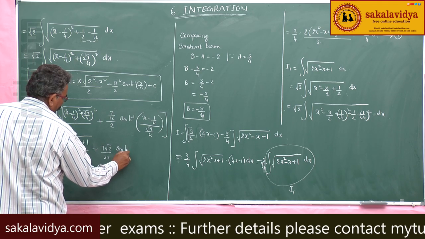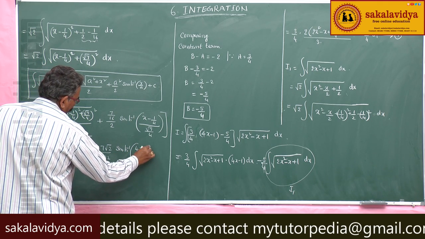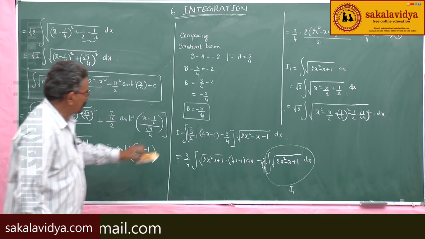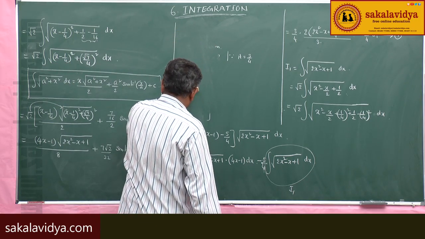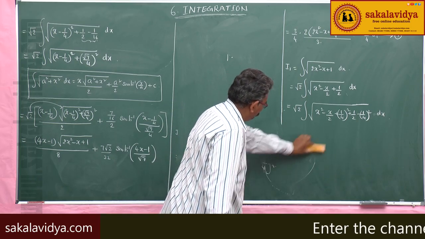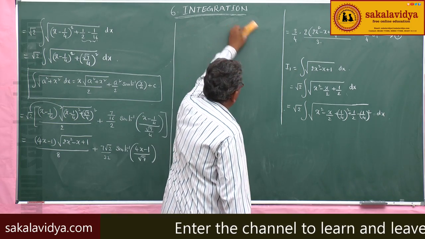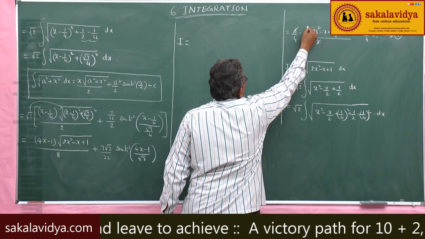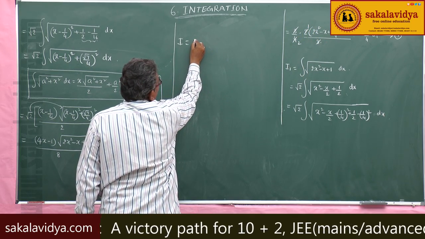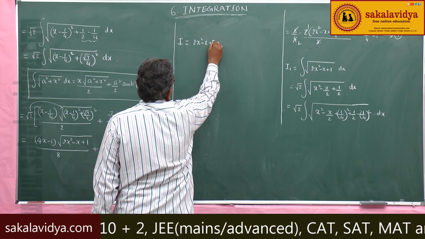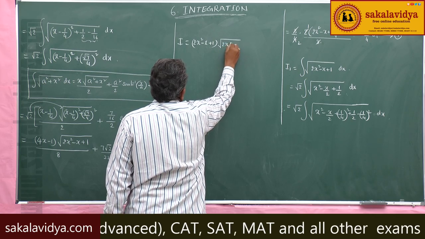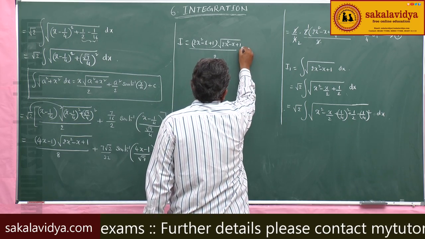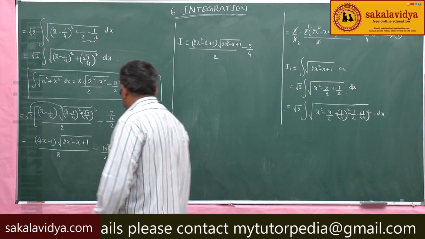sin h inverse 4x minus 1 by root 7. This will be the I1, not I. Now we have to write I value, the required integral. Now, I equals to 3, 3 cancel, 2, 1 ja, 2, 2 ja. So, 1 by 2 times 2x square minus x plus 1, root of 2x square minus x plus 1 by 2, minus 5 by 4 into I1. I1 means this one.